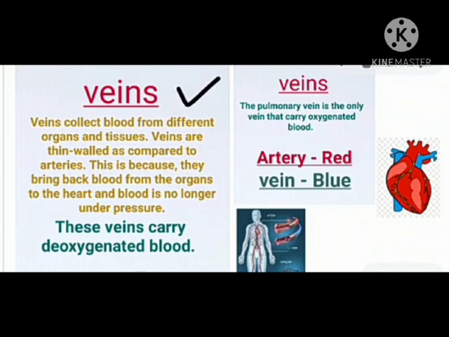Veins always carry deoxygenated blood. Now the pulmonary vein is the only vein that carries oxygenated blood. Otherwise all the rest of the veins carry deoxygenated blood. And that's why arteries are shown by red color, and veins are shown by blue color, because arteries carry oxygenated blood and veins carry deoxygenated blood, right?